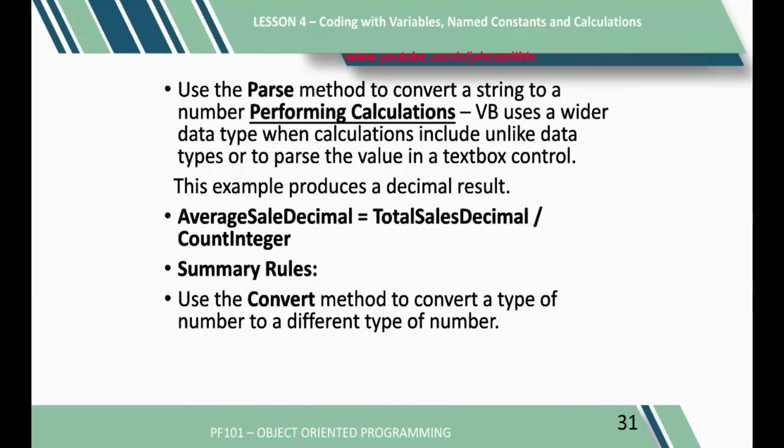Use the Parse method to convert a string to a number for performing calculations. VB uses a wider data type when calculations include unlike data types or to parse the value in a text box control. This example produces a decimal result. averageSaleDecimal = totalSalesDecimal / countInteger. Summary rules: use the Convert method to convert a type of number to a different type of number.